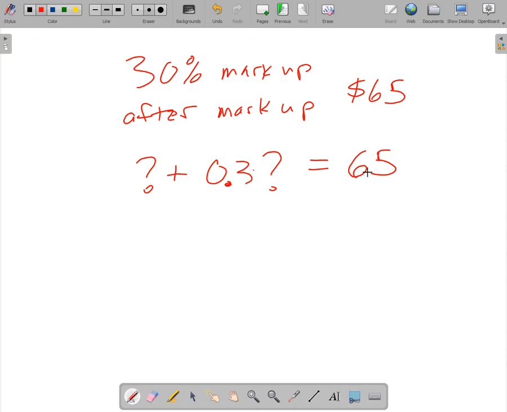Okay. Yeah. And the 65 is bigger, right? The original amount is going to be smaller, so by taking 30% of 65, you took 30% of a number that was too big, so that means your markup is too big. Okay.